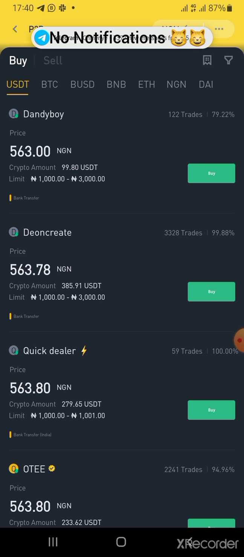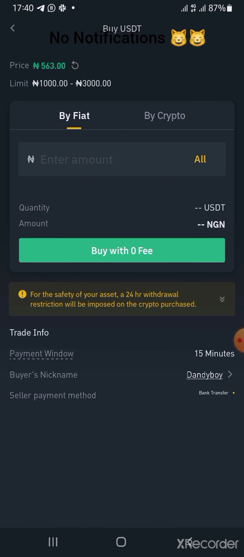Okay. And after you have confirmed, you make payment. When you make payment on the app, because I'm not buying right now, so I can't really show you, but when you follow the prompt, it's going to ask you to make payment. And after you have made payment, there's going to be a pop-up that asks you to confirm that you have made payment. Now, after you have made payment to the person's account, come back to Binance.